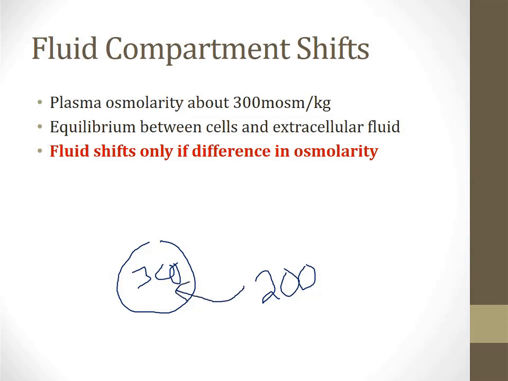The opposite would happen if we added volume around the cell that had a higher osmolarity than what's inside the cell. So you have to understand this basic principle that you can add or take away volume all you want from the extracellular space, but it is only going to move into the intracellular space if there's a difference in osmolarity between what's inside the cell and what's outside the cell.